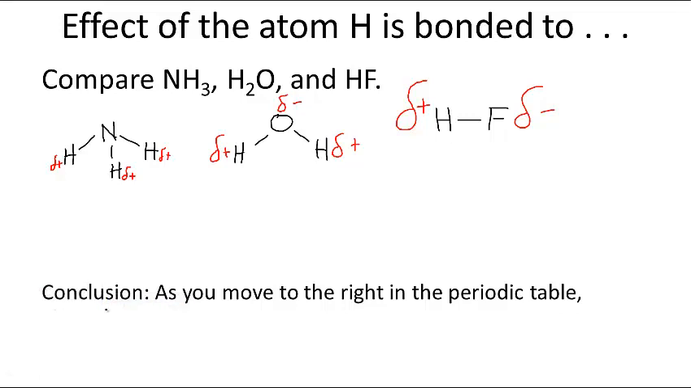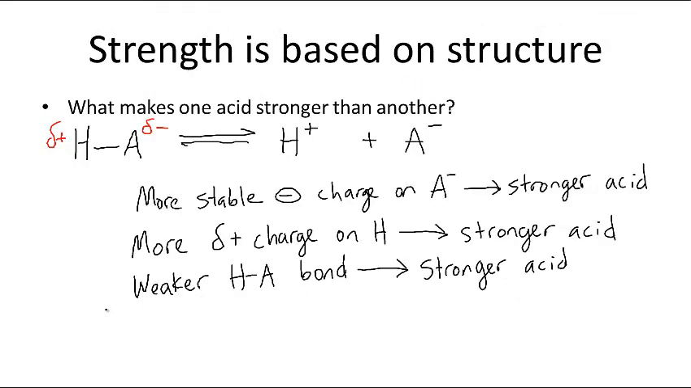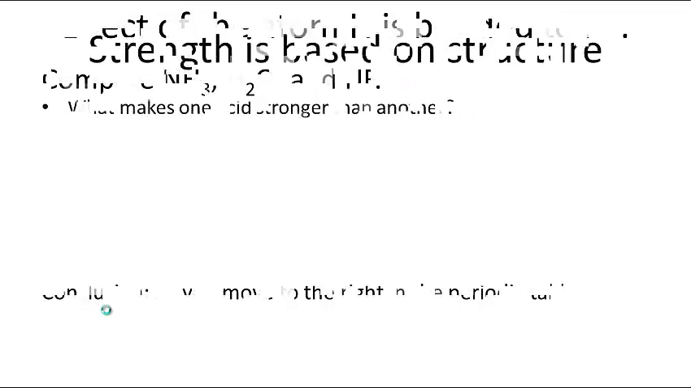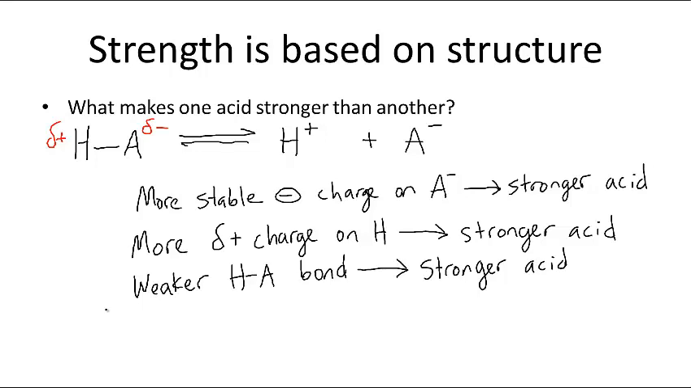So one way to think of this is like, okay, definitely HF should be the strongest acid of the 3 because it's got the biggest partial positive on hydrogen. H2O should be the second strongest, and NH3 should be the weakest of the 3, based on the partial charges. We can also consider the stability of the conjugate base, the stability of A minus.